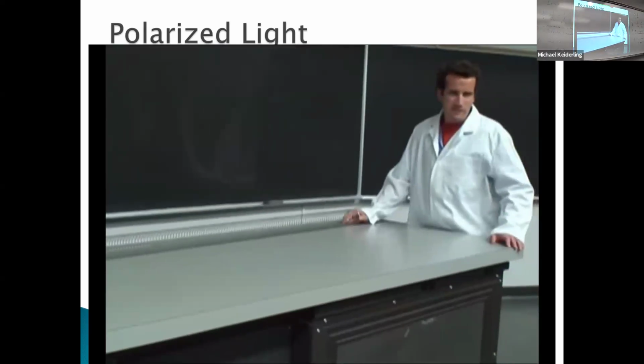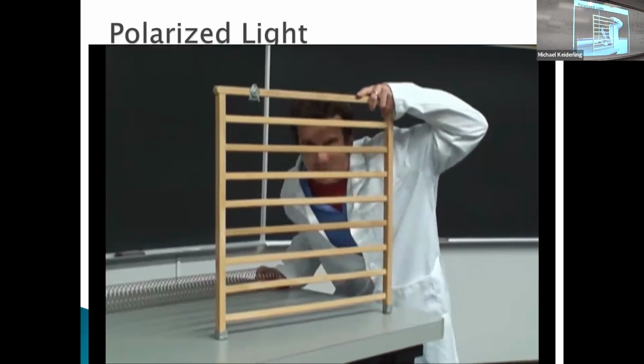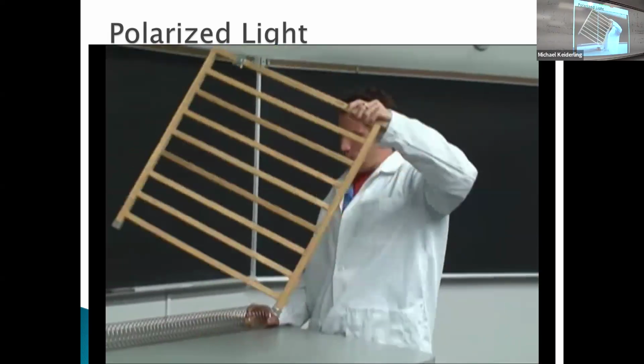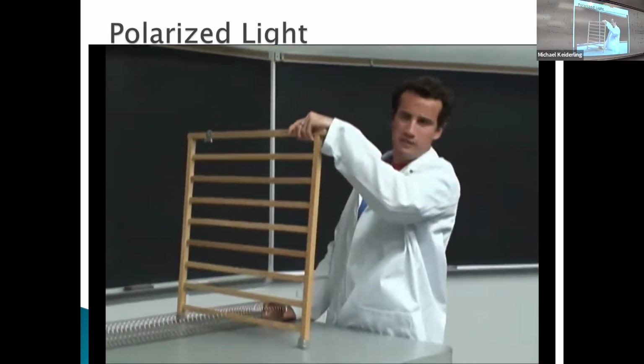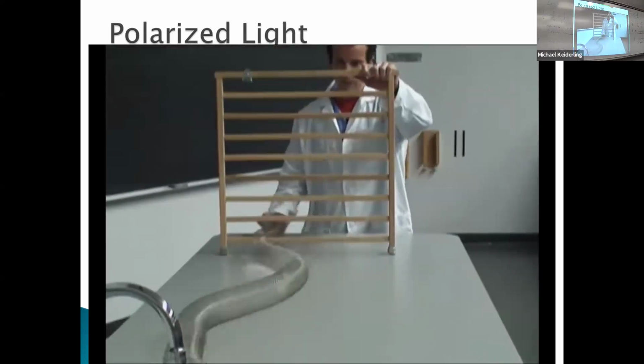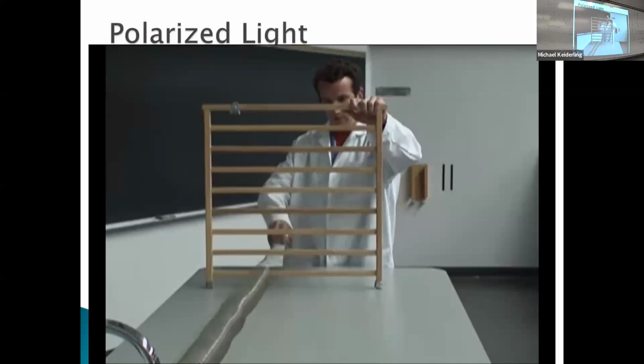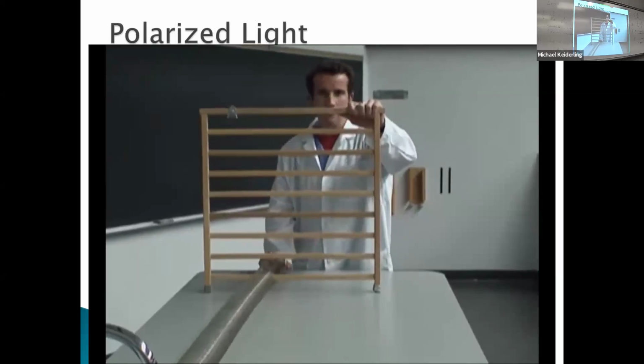How could we test this? This device is called a polarizer. It's designed to let waves get through in only one direction. As I send the wave out, it gets through fine that way, but this way, I can't get the wave through.